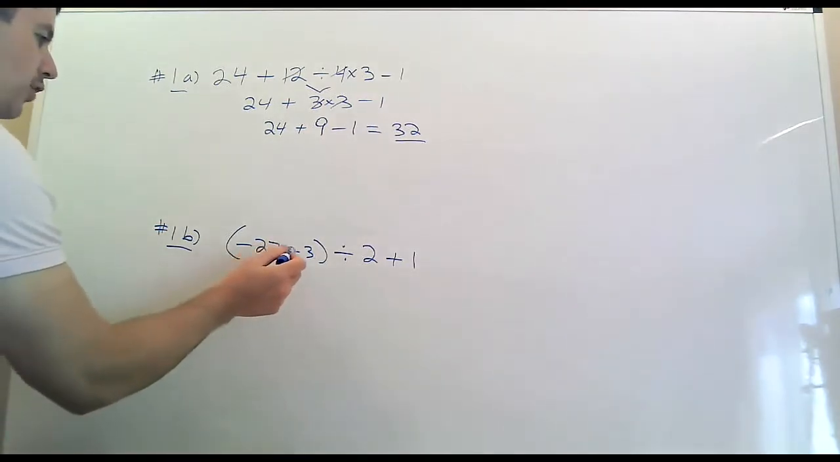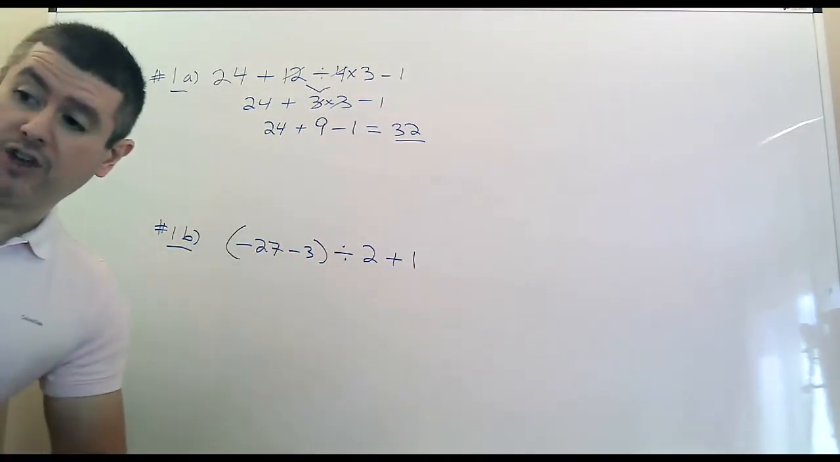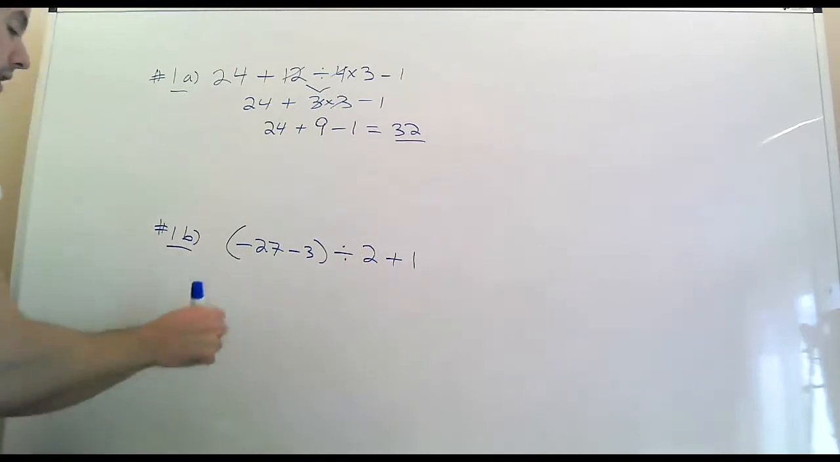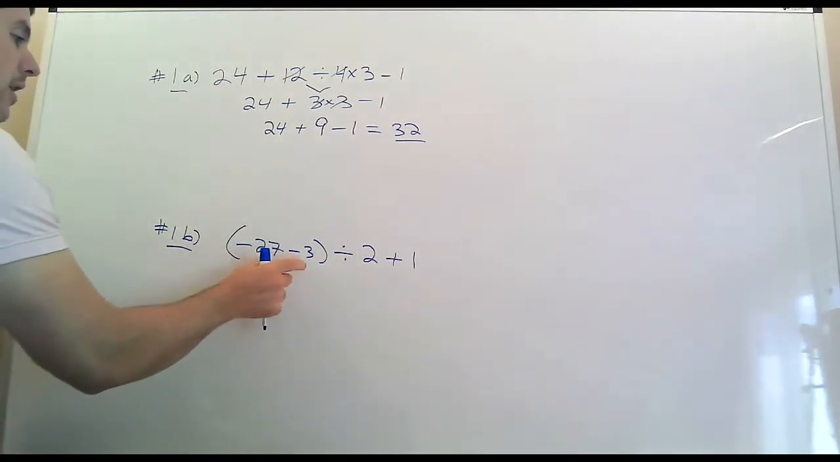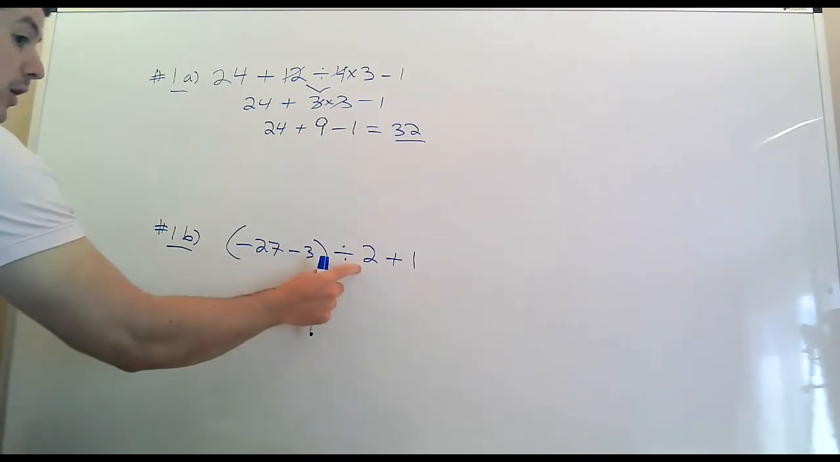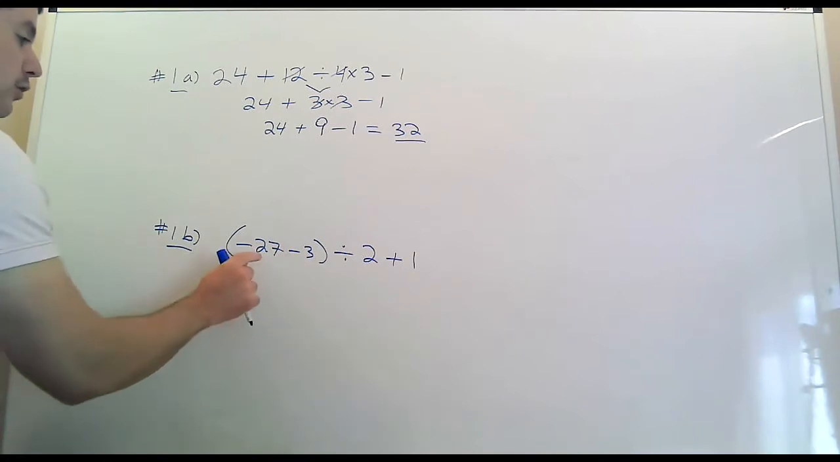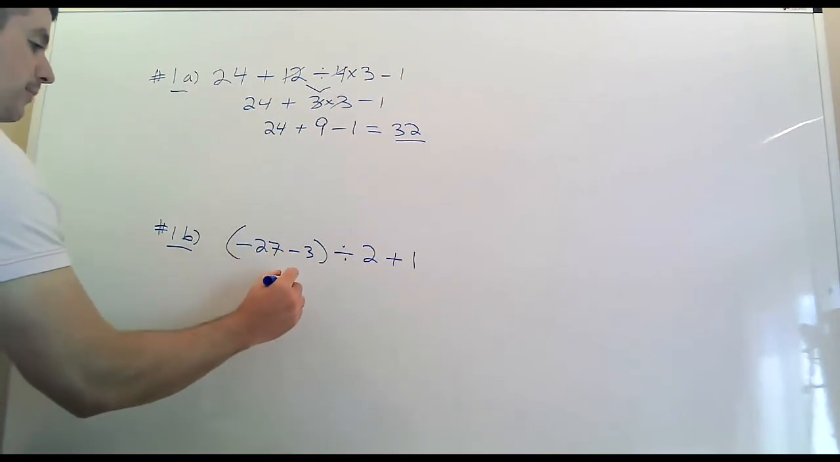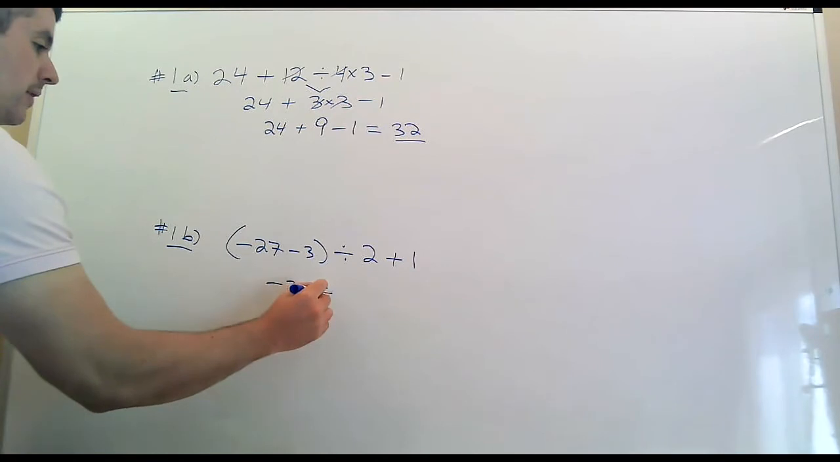Now, B, parentheses, trumps everything. So you have to do -27 take away 3. Now be careful with the signs, because if you screw this up, it'll still work, but you'll have the wrong number. The mistake would be that people would tell me that this is -24, and then divide that by 2, and it works, but that's not the right answer. If you lose 27 and you lose 3, you lost 30.